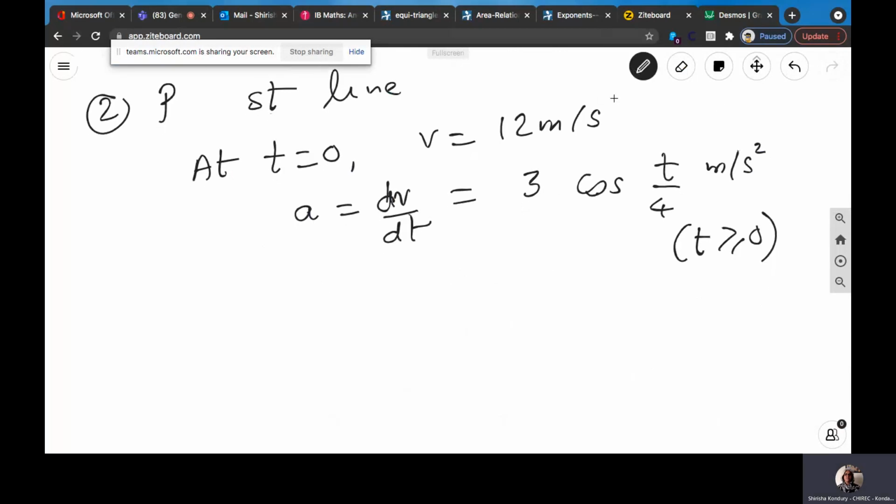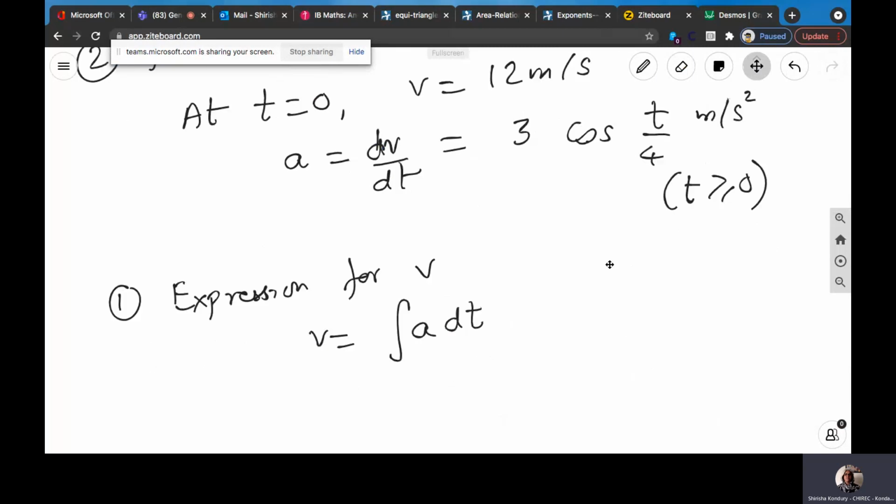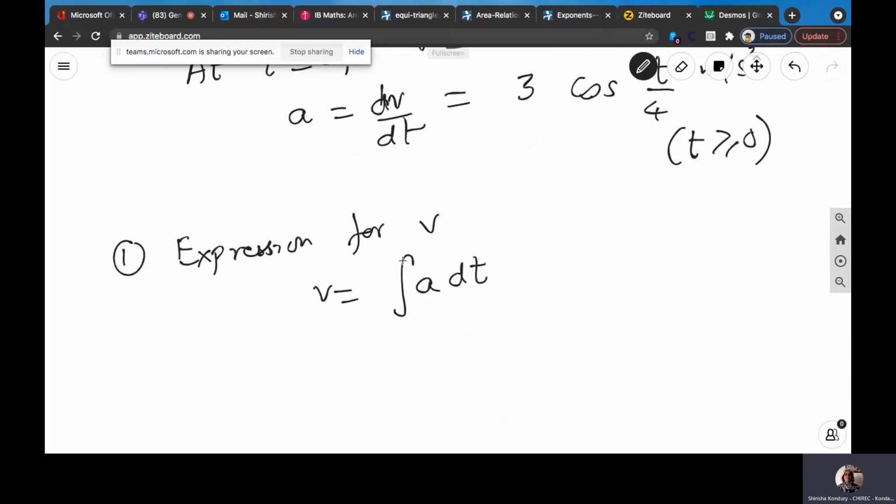And what are the questions they are asking? Acceleration is given, and velocity at the initial time, t equal to 0, is given. The first question is, find the expression for velocity. How is velocity related with acceleration? Velocity is the integral of acceleration with respect to time. Do we know the limits? Not actually, because they are just asking us to find the expression, which means I don't know between what values they are asking.